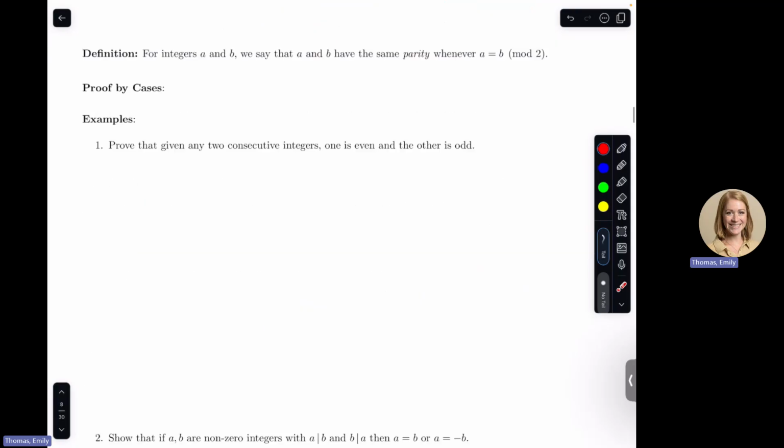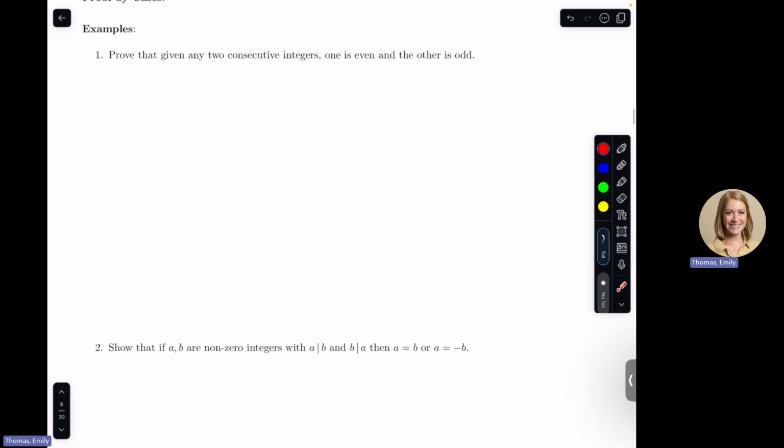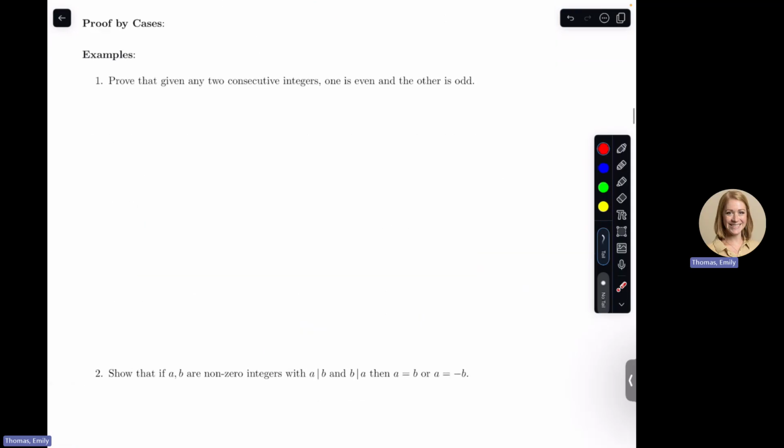So we're going to do something similar to that today with this: given any two consecutive integers, one is even and the other is odd. So I'm going to do some scratch work and talk about sort of what that means.